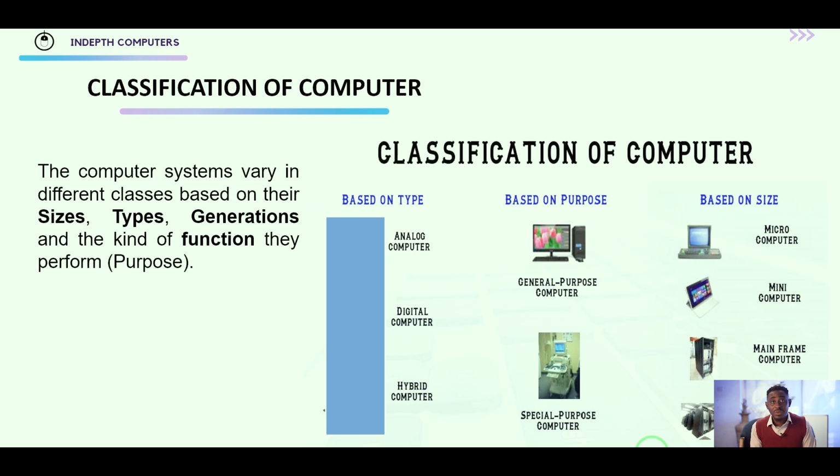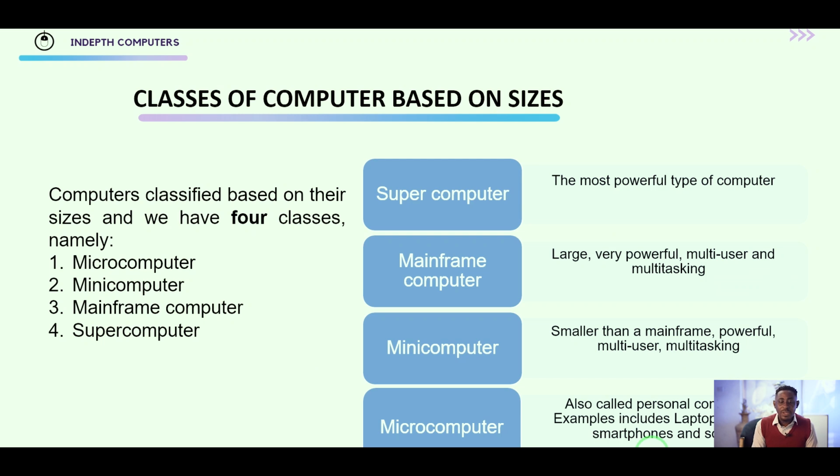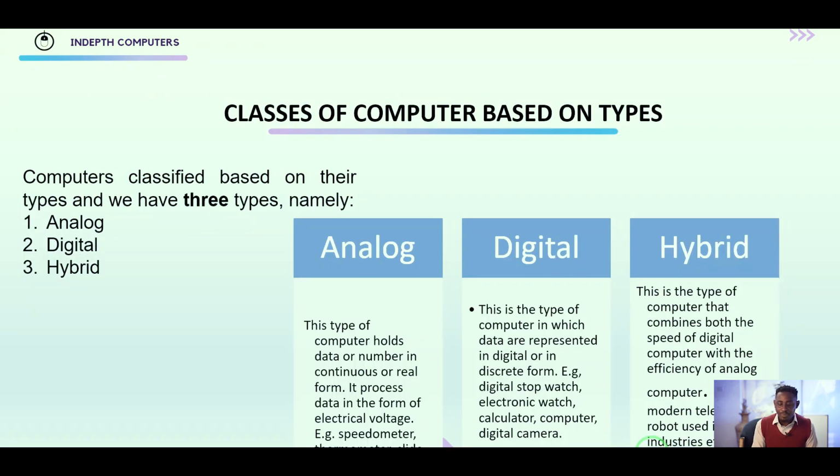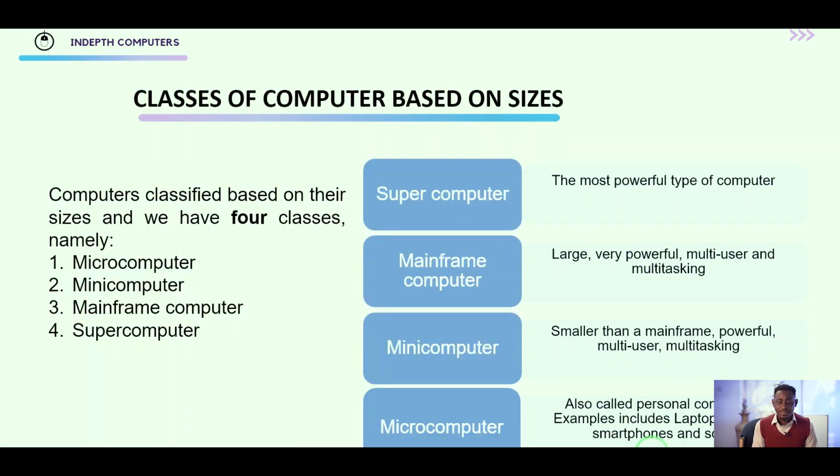Now, there are also computers categorized based on size. This is where we have the supercomputer, the mainframe computer, the minicomputer, and then the microcomputer. Now, I'm not going to talk about all of these other computer types. I'm sure that you would have talked about them in your class. I'll just highlight a bit on them.